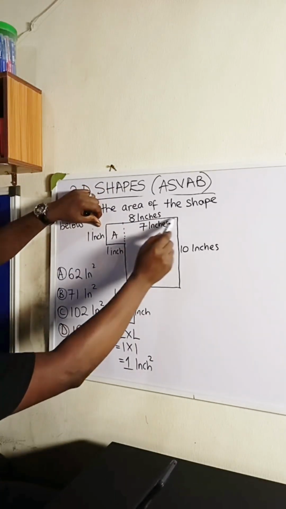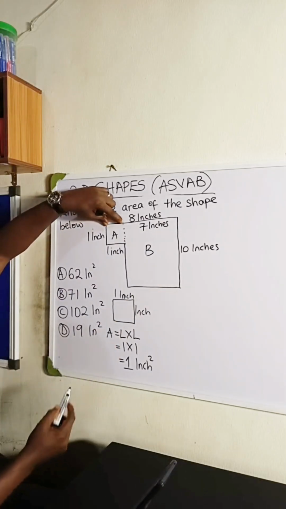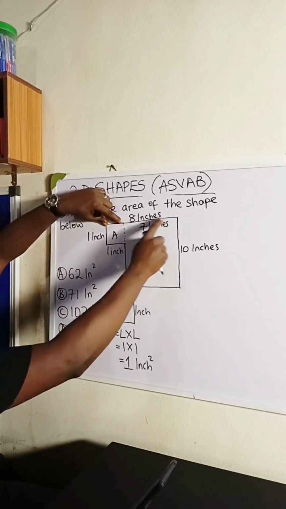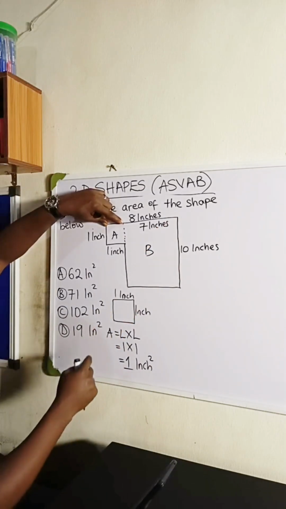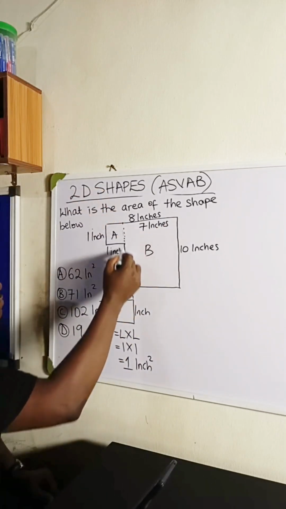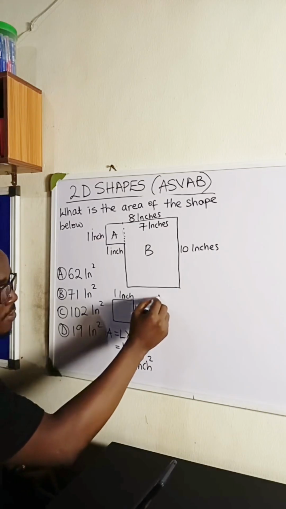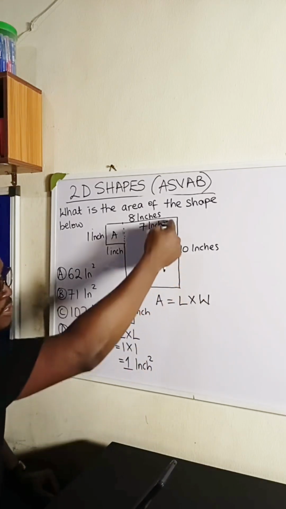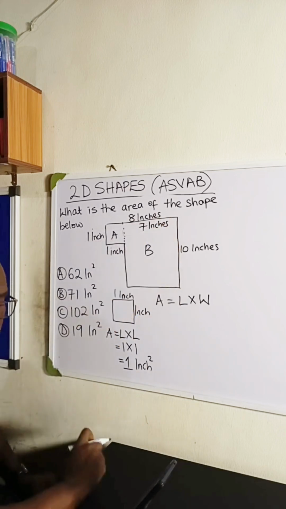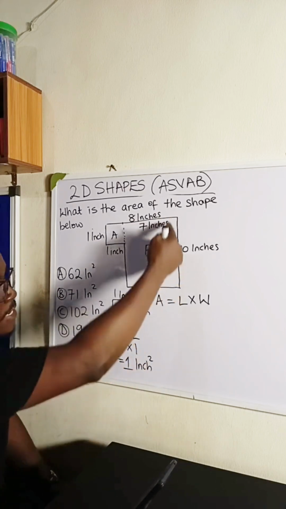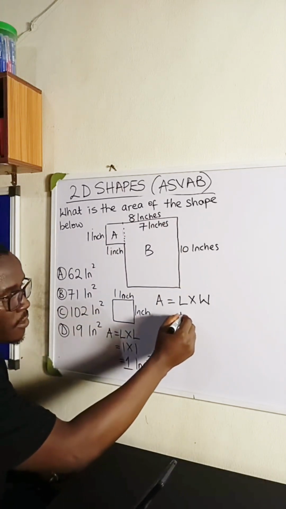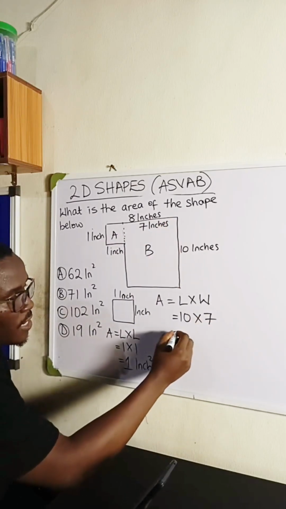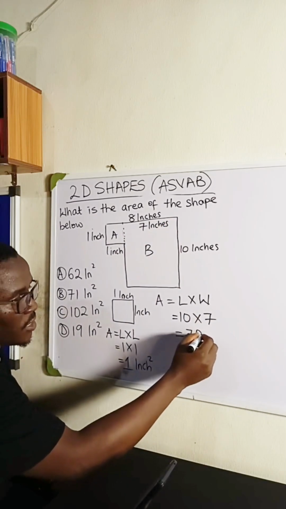This entire length is 8. But since we have taken out 1 to form this area here, the length from here to here is no longer 8, but 7. So the area of this rectangle B is equal to length multiplied by width, because this side is longer than this side, so that's a rectangle. The length of this shape B is 10, and the width is 7. So 10 times 7 is going to give us 70 square inches.